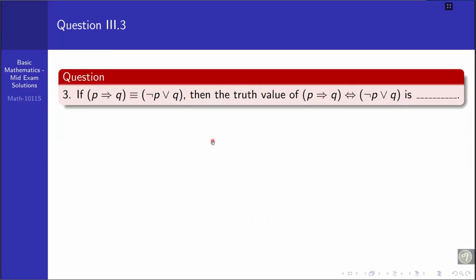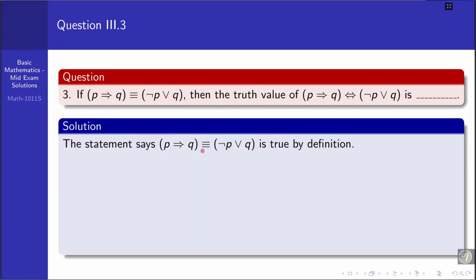The next question, that is question number 3. If P implies Q is equivalent to negation of P or Q, then the truth value of P implies Q if and only if negation of P or Q is blank. We know that this is a logical biimplication, which depends on these two equivalent compound propositions. The statement P implies Q is equivalent to negation of P or Q, which is true by definition because they are equivalent to each other.